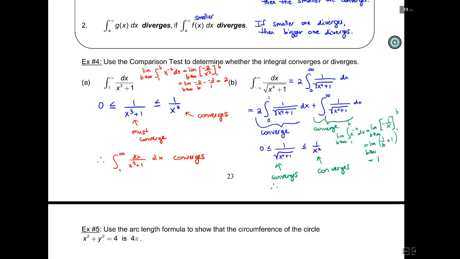So since both parts converge, then the whole thing converges. Therefore, the integral from negative infinity to infinity of 1 over the square root of x to the 4th plus 1 converges.